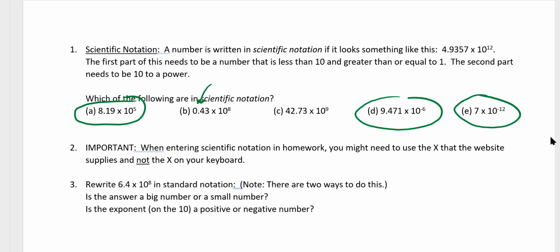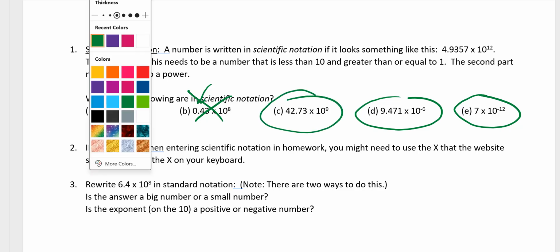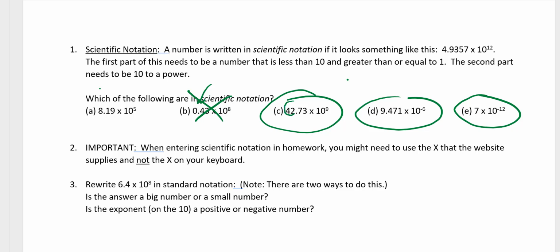And the first digit, like this one right here, has to be a single digit in front of the decimal point, but not 0. So that's not scientific notation. This is not scientific notation for a similar reason. In front of the decimal point can only be one digit, and here we have 2 digits. So that's why that's not scientific notation. The rest of all of these have a single digit in front of the decimal point. If you look at this one here, that's the same as saying 7.0 times 10 to the negative 12, and so that's why that's also acceptable.